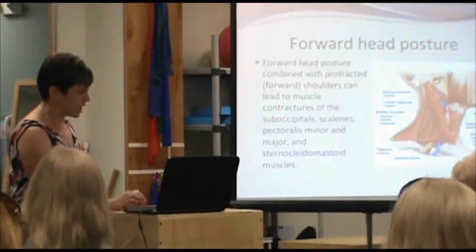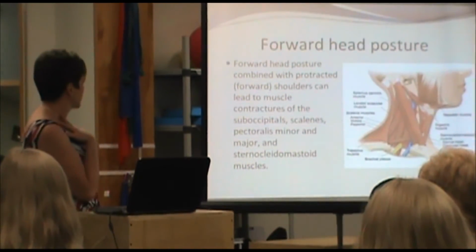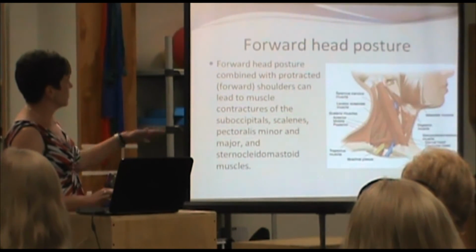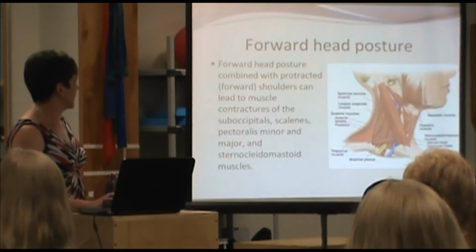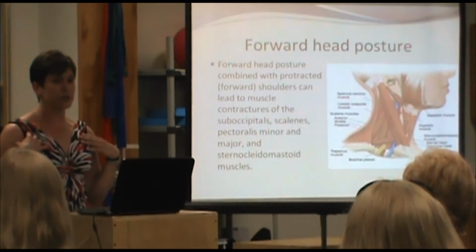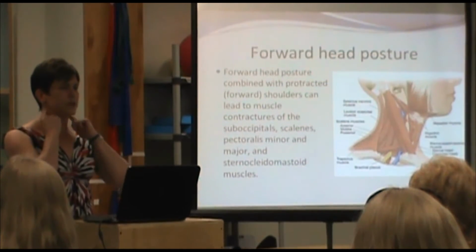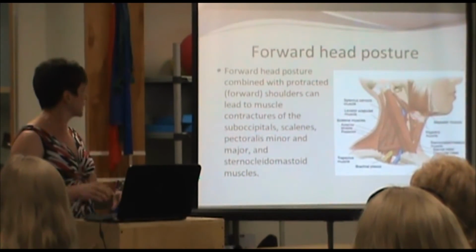Forward head posture causes contracture of the anterior or front muscles in the neck. And this is a diagram of some of those muscles, including the scalenes, the pectoralis muscles, so the chest muscles are often involved in people with headaches, and the sternocleidomastoid, which is the bigger muscle here on the side of your neck.